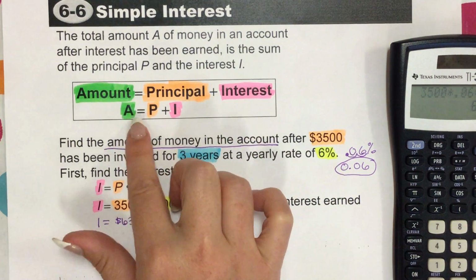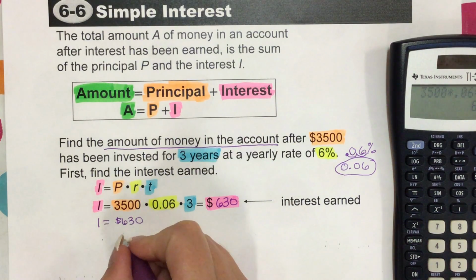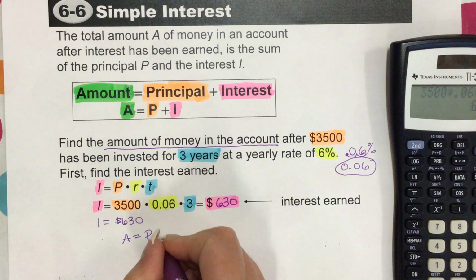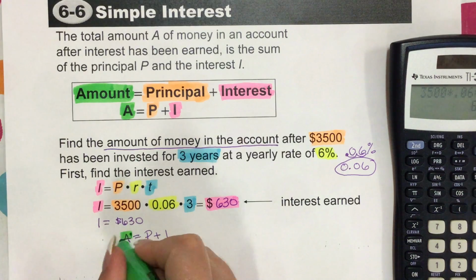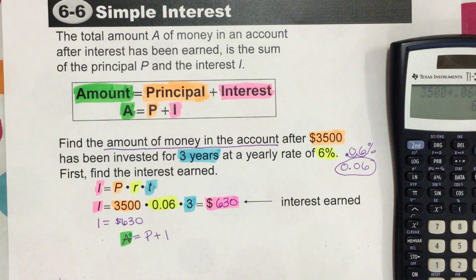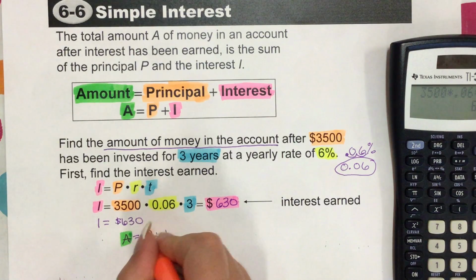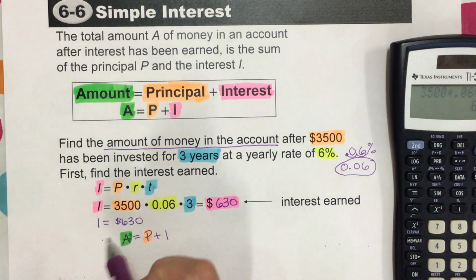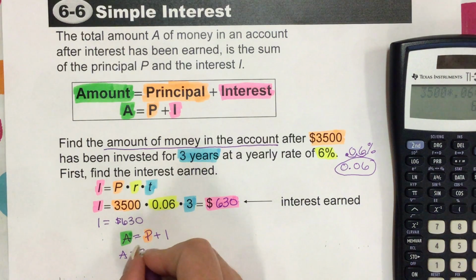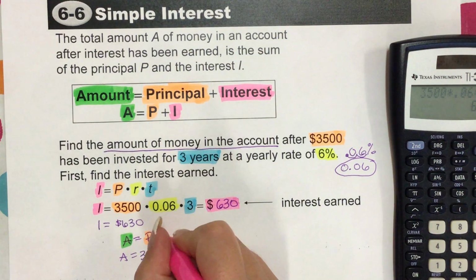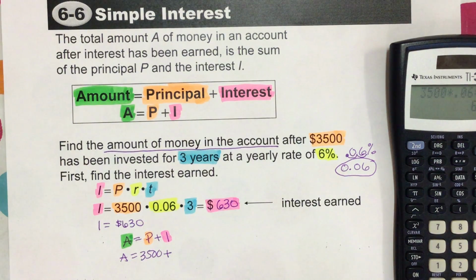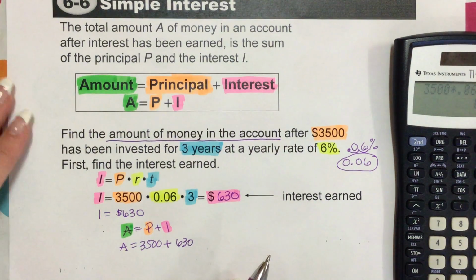So if we want to find the amount of money in the account, we're going to have to use this formula. The amount of money equals the principal plus the interest. So the amount of money is something that we don't know. We need to figure that out. The principal, we know that. The principal is right here. It's $3,500. So we're going to go ahead and substitute that in for P. So A equals 3,500 plus the interest that was earned after 3 years, which is what we just figured out, which is $630.